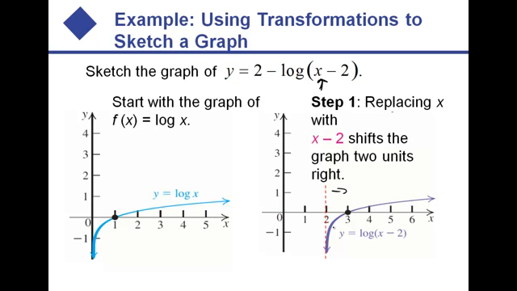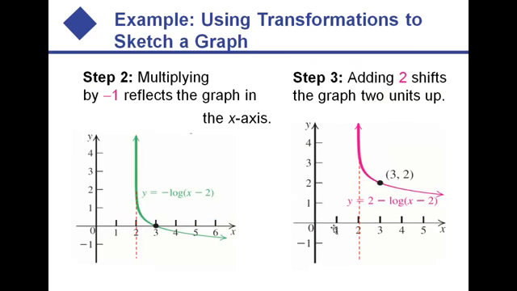Okay, what's the next thing that happens to it? Well, technically the next thing it does is it takes the log of things. And then the next thing is that minus in front of the log, so that's what flips it vertically. Then it has 2 minus that, which is the same thing as minus the log plus 2. So the next thing is to add that 2, so it shifts up by 2.